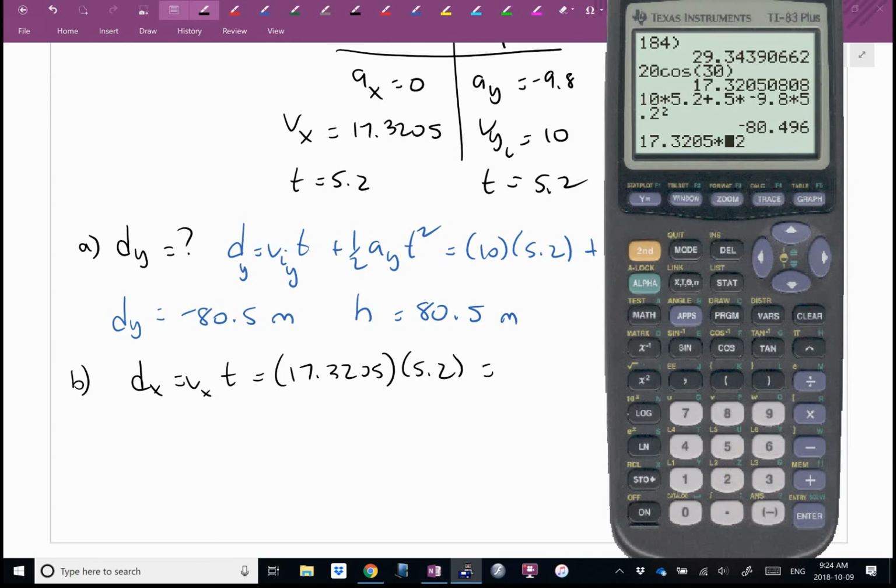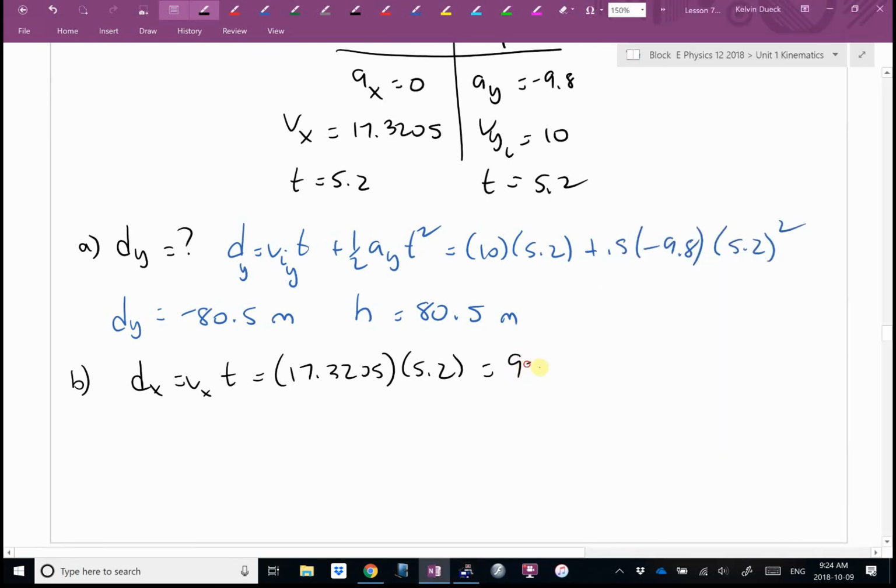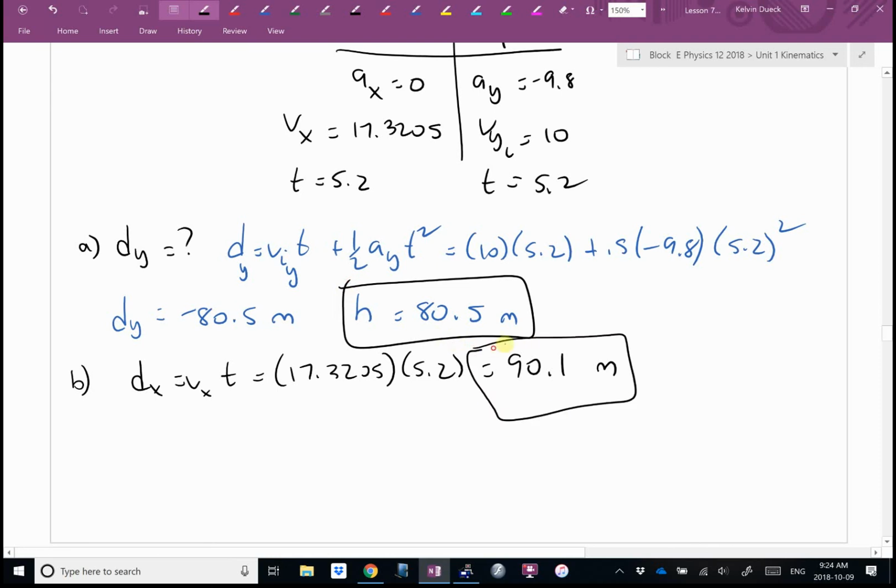Am I expecting a positive or a negative answer here? Here I think a positive, because it could be argued that the projectile went forwards or to the right. Okay. So do you get 90.1? No, yes, no, yeah, okay. There's one answer. There's another answer.